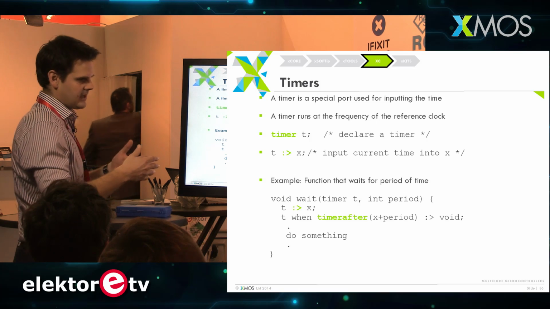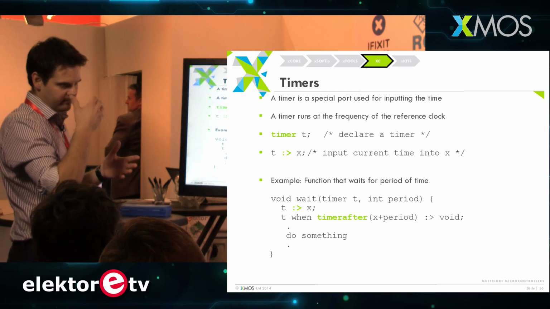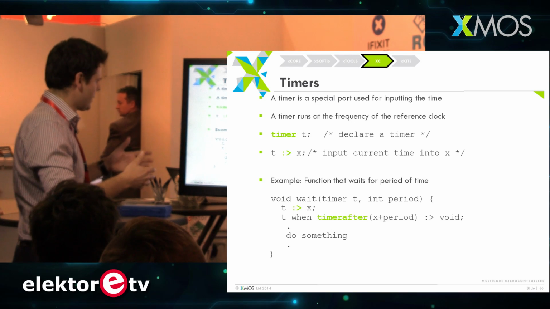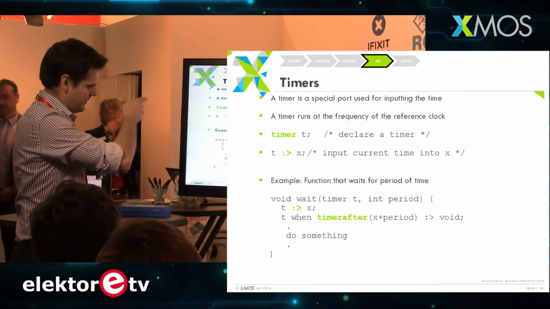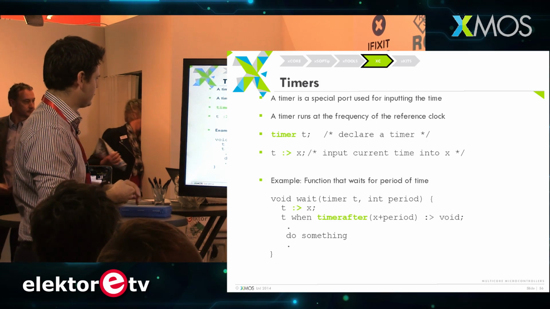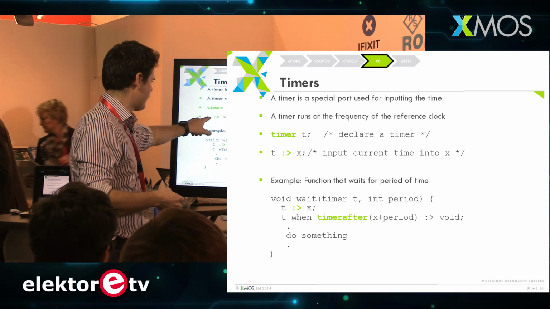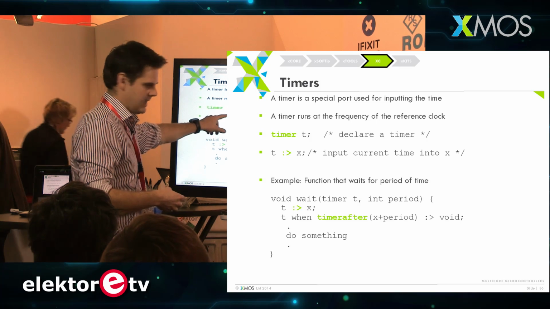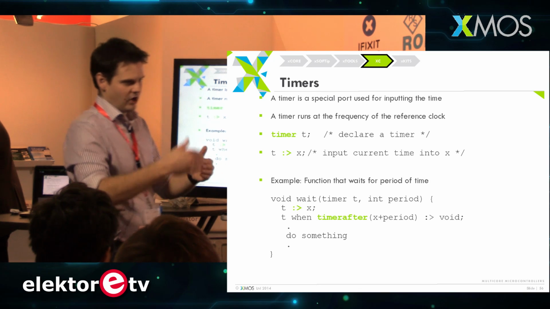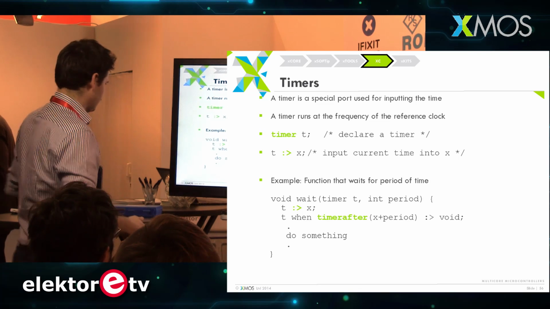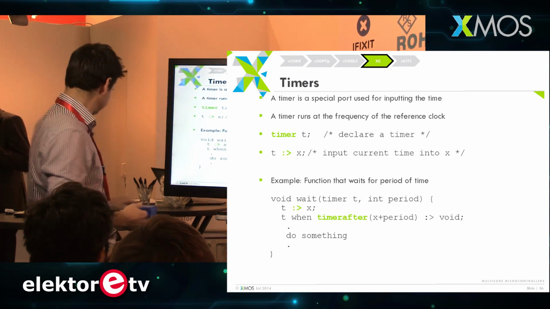So timers, this is the event-driven processing. A timer is a hardware block inside the device, and a timer can generate an event which can wake up a device. And here we go, the next slide talks about this. So defining a timer, then we say at this time put time t into x, and then you know what time it is, so you can define a time in the future to do something. So t when time after t plus period, do something.